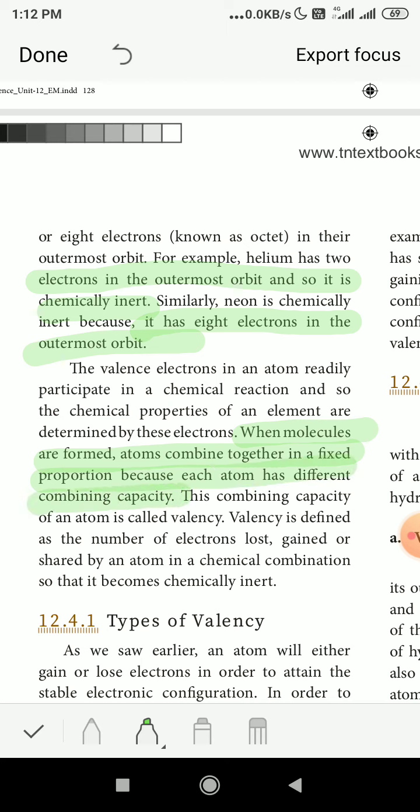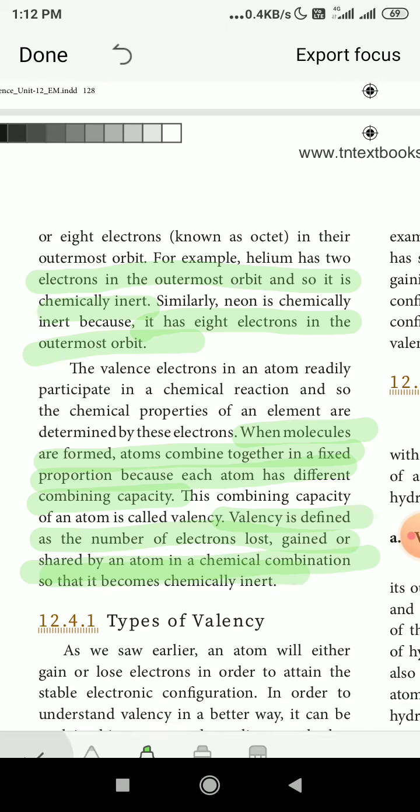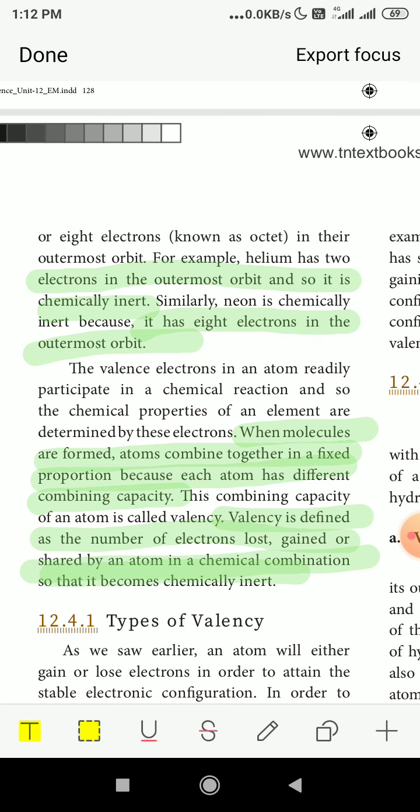In other words, valency is defined as the number of electrons lost, gained or shared by an atom in a chemical combination. So that is the definition. In simple words, the combining capacity of an atom is called valency, or how many electrons it gained or lost in a chemical combination.